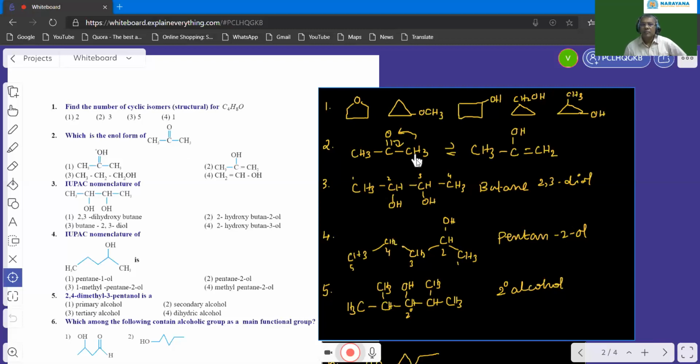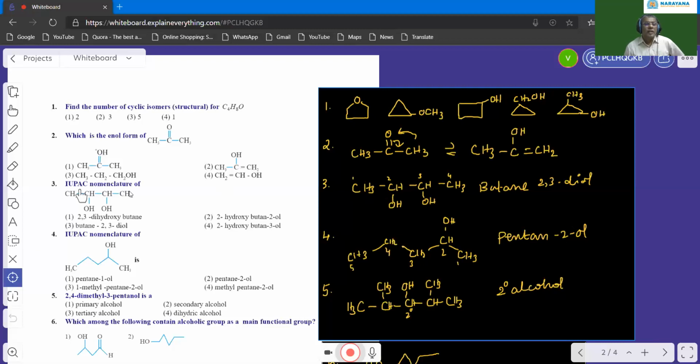Desmotropism means here the rearrangement of bonds is taking place. When hydrogen is migrated and attacks this oxygen, the pi bonds come here. And so the enol form is CH2 double bond C(OH)CH3. Second option.